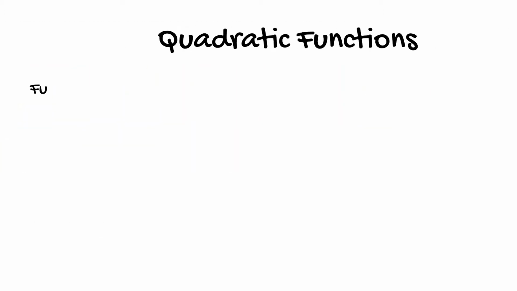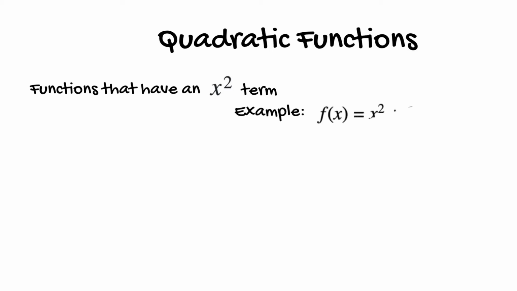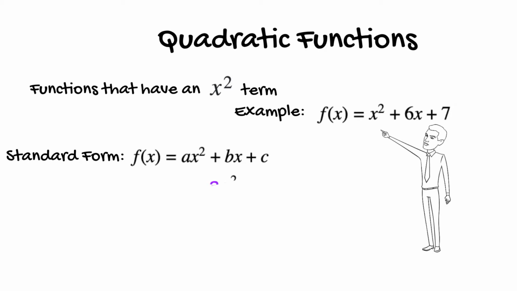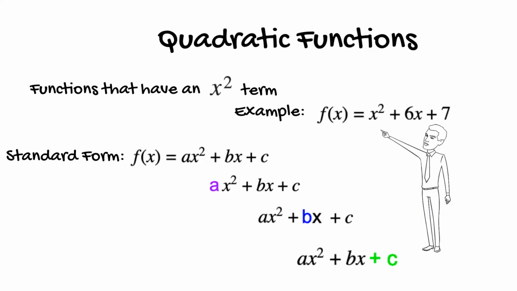So quadratic functions are functions that have an x squared term in them. In particular, x squared is the highest degree monomial in that function. For example, the function f of x equals x squared plus 6x plus 7 is quadratic because that first term, that leading term, is x squared. Quadratic functions in standard form look like this: f of x equals ax squared plus bx plus c, where a is the coefficient on the x squared term, b is the coefficient on the x term, and c is just that number on the end.